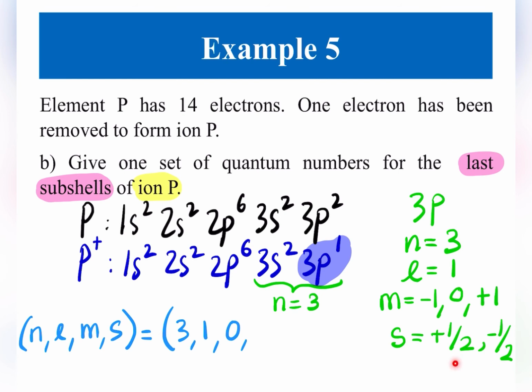You just use one of it. So you can put positive half, and close your bracket. So this is going to be one set of electrons.